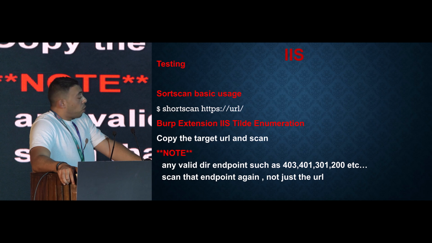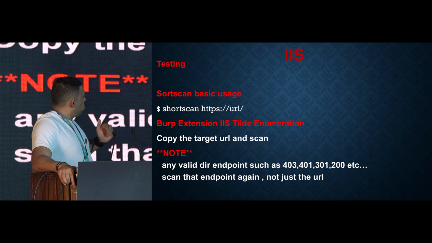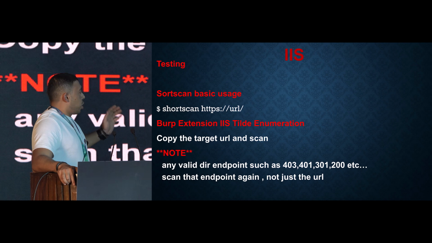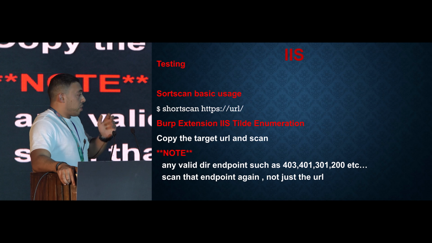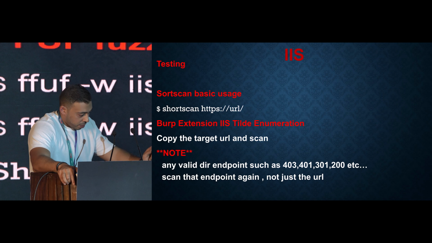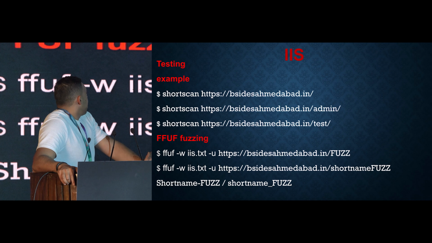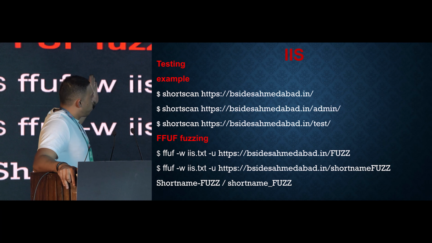Sometimes we test on the URL itself, and it's non-vulnerable. So we have to run this subdomain or this host or this IP on the word list. Any valid endpoint, such as forbidden and unauthorized access, 301, 200, we can scan this endpoint again on this tool. Now here we have examples, like for running the shortscan tool, we can run it on the domain, we can run it on a directory endpoint.